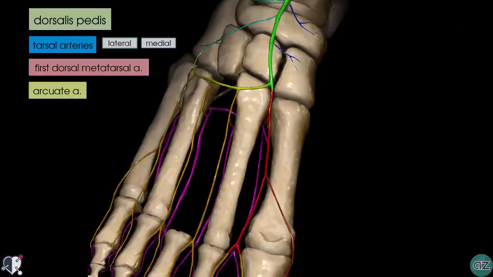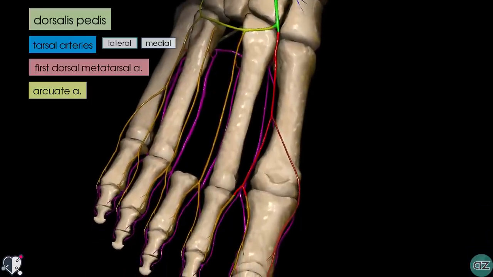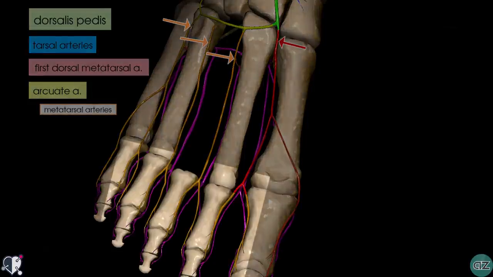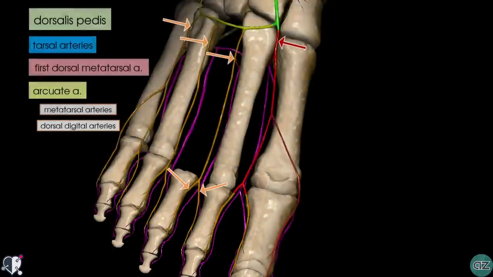If I just move the model a little bit distally, we can see that the arcuate artery gives off these three metatarsal arteries, the metatarsal arteries 2 to 4. The first metatarsal artery comes directly off the dorsalis pedis artery. Looking distally, you can see how the metatarsal arteries divide into two dorsal digital arteries, which supply the distal phalanges. You might notice that there isn't a fifth dorsal metatarsal artery, and you can see that the little toe is actually supplied by a branch of the fourth dorsal metatarsal artery.